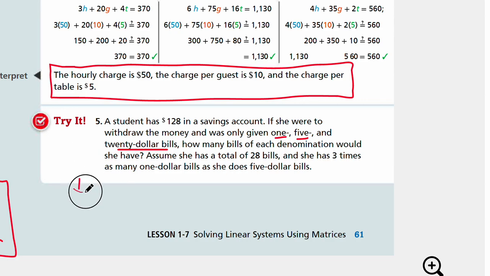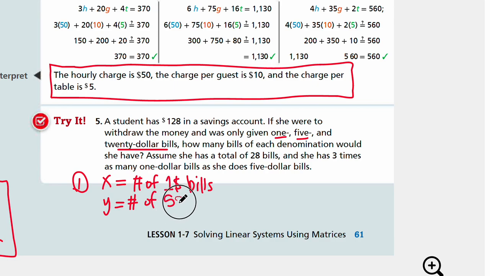So first, you're going to determine what your variables represent. So variable, let's say x, will represent number of $1 bills. And then y would represent number of $5 bills. And then z would represent number of $20 bills. Sorry, I need to write these notations, technically they go in front of the numbers.